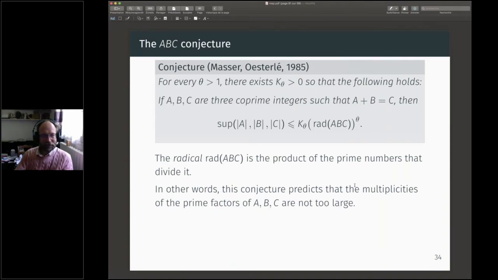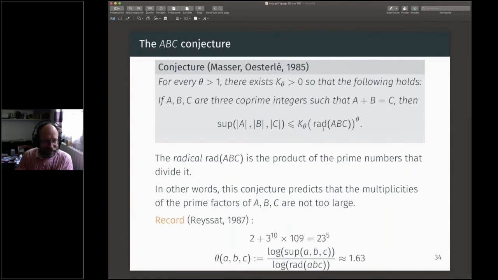It says that if you have 3 coprime integers, such that a plus b is c, then the maximum of the size of a, b, c is smaller than some constant times what is called the radical of abc to some power. In fact, to any power greater than 1. And the radical of abc is the product of the prime numbers that divide it.